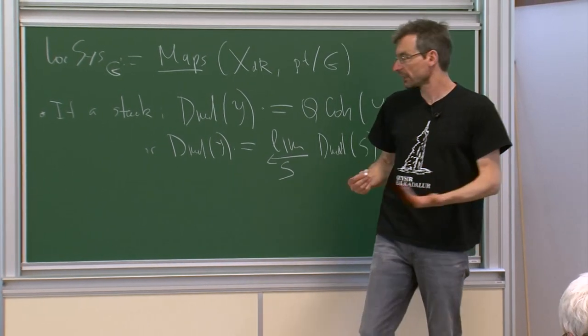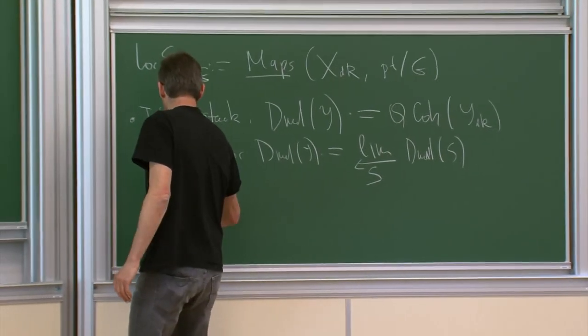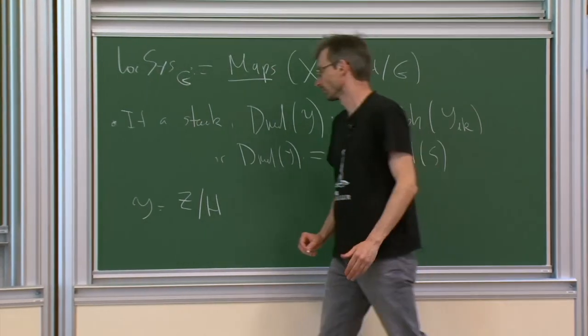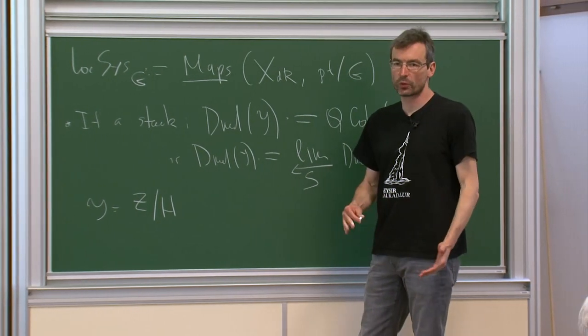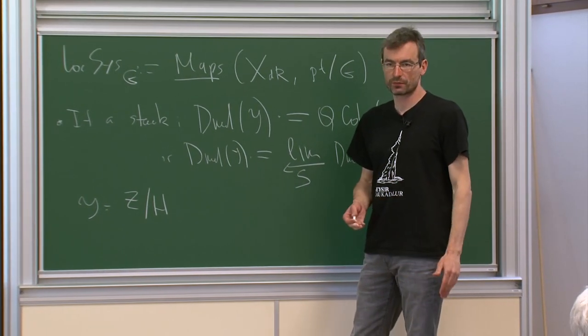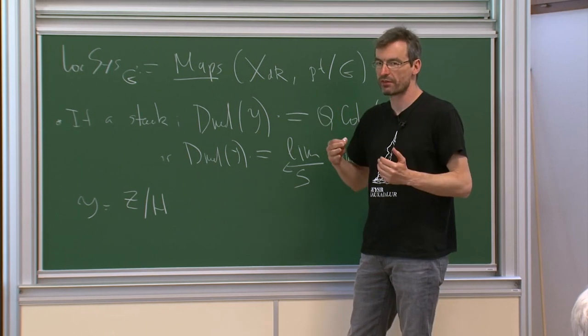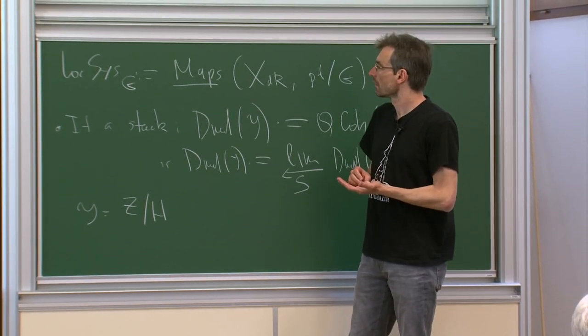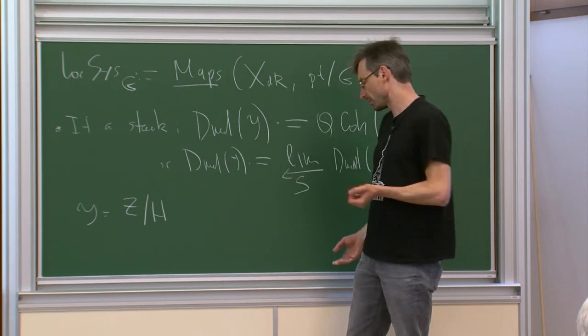Now, in some particular cases, if Y is the quotient of a scheme Z by H, one can give a slightly more explicit description. It's what you would call an H-equivariant derived category on Z. Okay, so this is my Locsys.